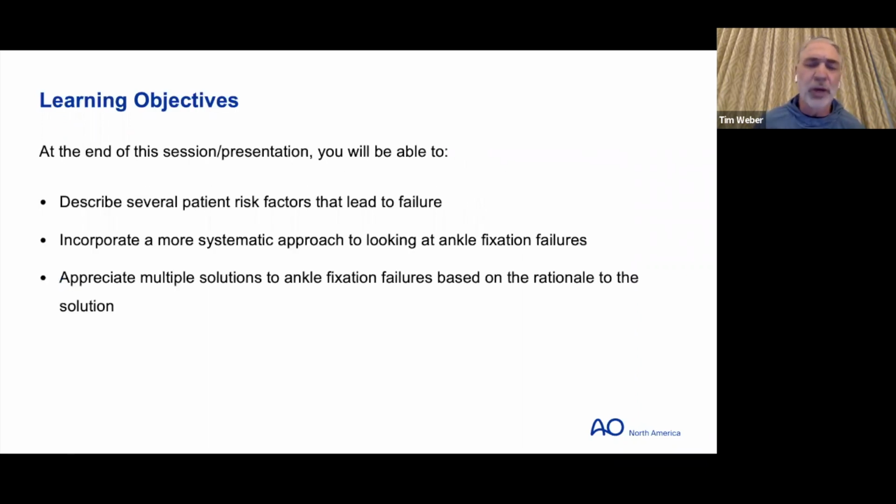So basically we're going to talk briefly about some of the risk factors that lead to failure. We'll talk about why some of these things fail, and if you have a better understanding of why it fails, maybe the solutions will be a little more obvious then.